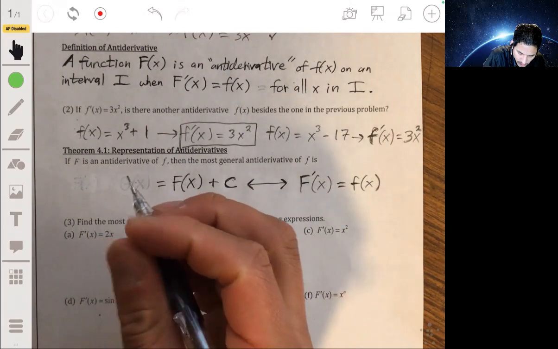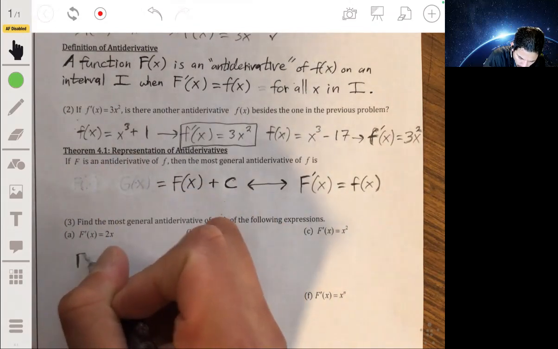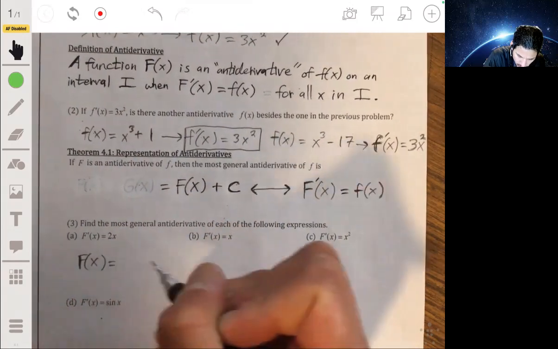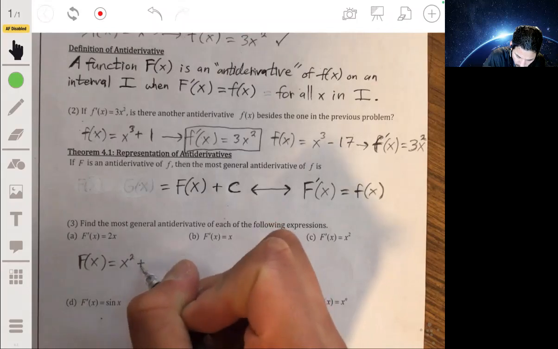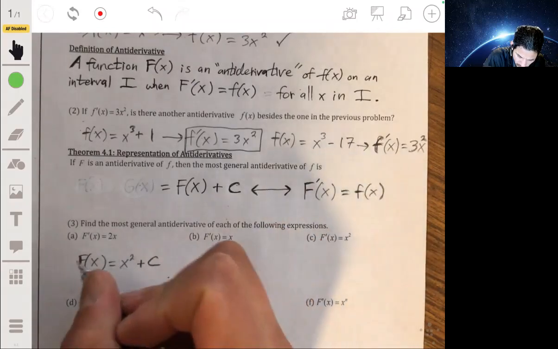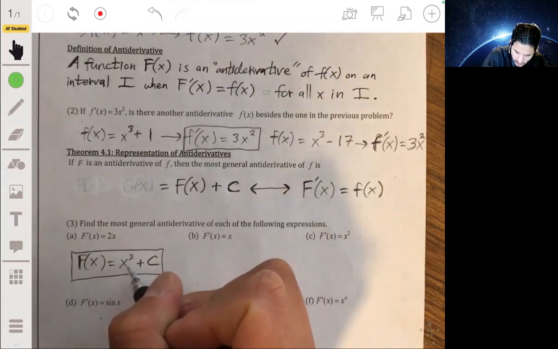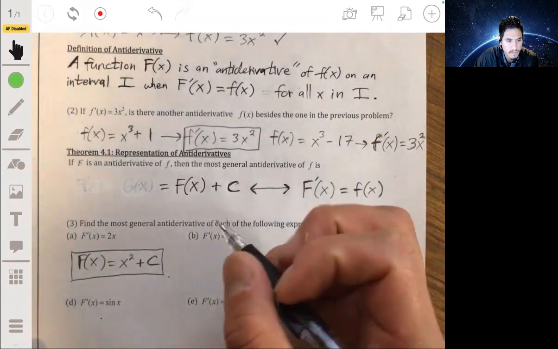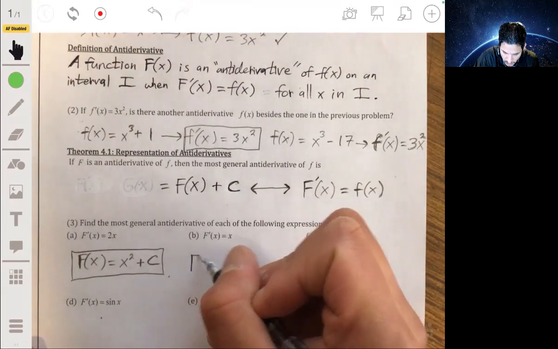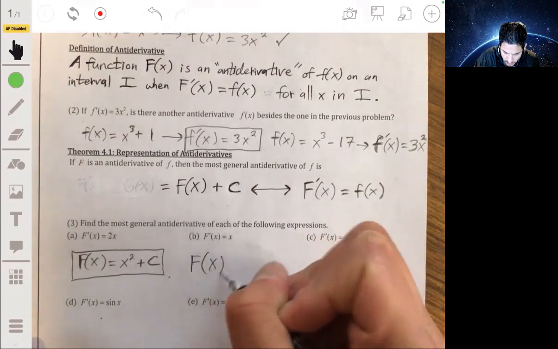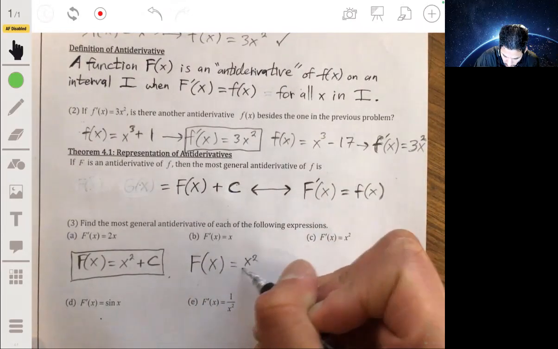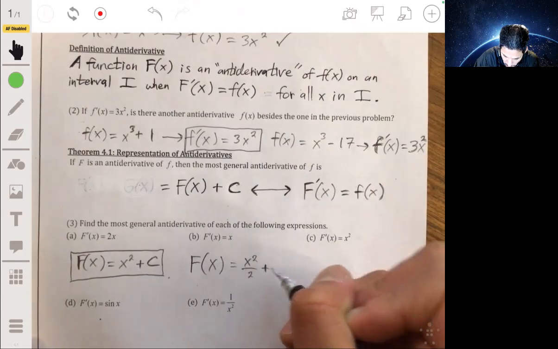Okay, so here we would get that capital F of x would be equal to x squared plus C. Again, you can check the answer by seeing if you take the derivative of this, you would get 2x. For B, the general antiderivative would be equal to x squared over 2 plus C.